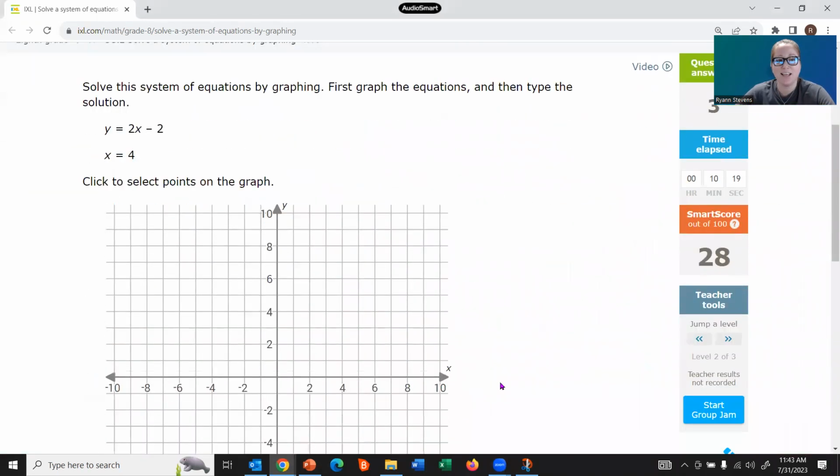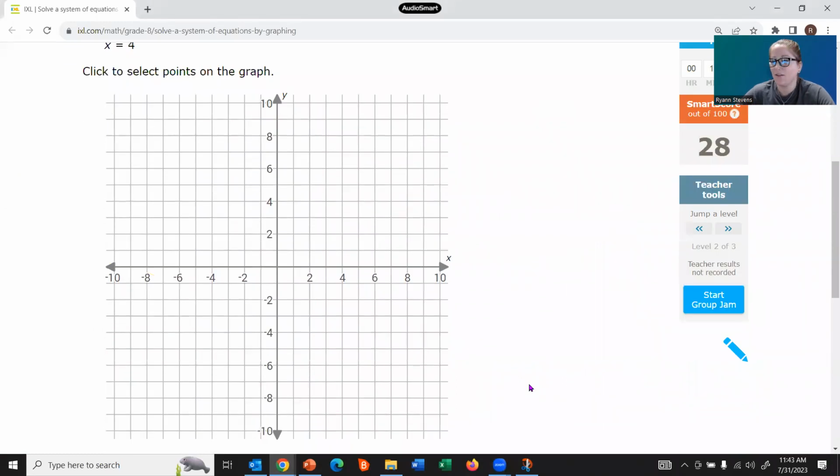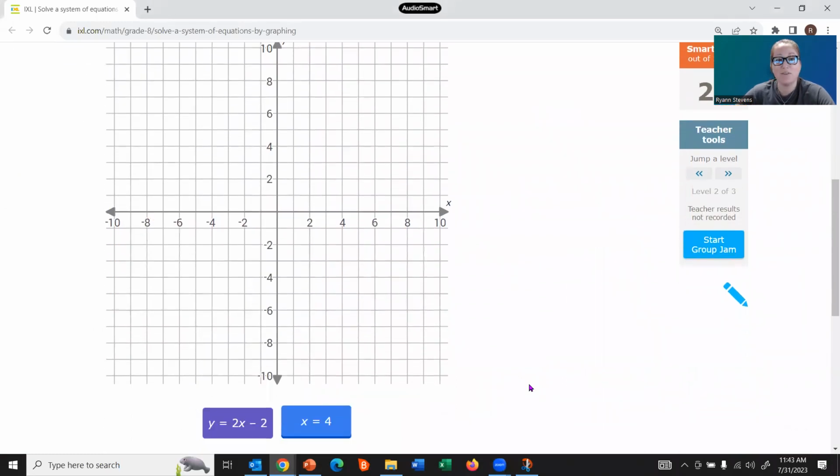All right, let's take a look at another one. So we're still solving a system of equations. Where do those two lines cross? And so we're going to be working with slope-intercept form, y equals mx plus b. Our m is our slope, and our b is our y-intercept.